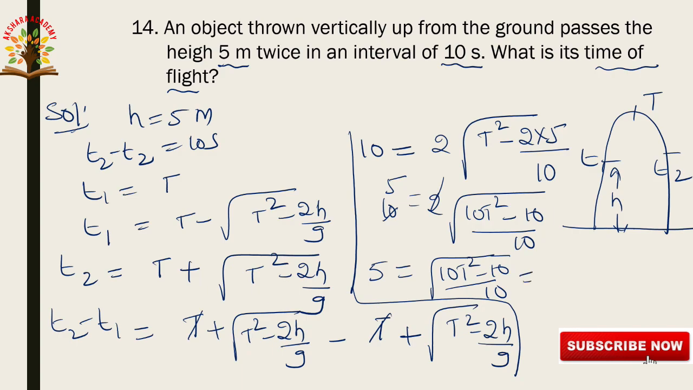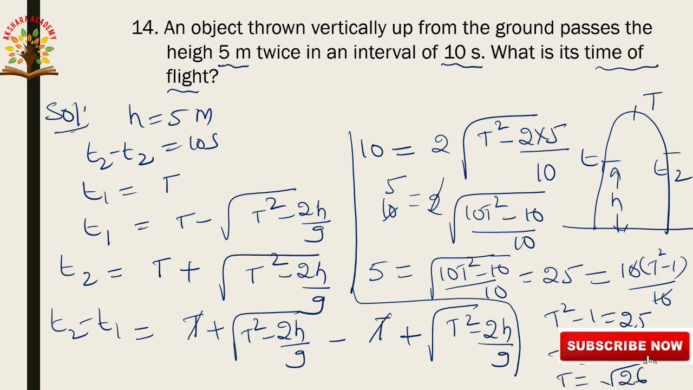Now we are taking squares on both sides. 5 square is 25, that is equal to, squaring on both sides, the root and square will cancel. We are taking 10 as common. t square minus 1 by 10. 10 will cancel. So finally we are getting t square minus 1 is equal to 25. t square is equal to 25 plus 1 becomes 26. Then t is equal to root of 26. So time of flight is square root of 26. This is the final answer.